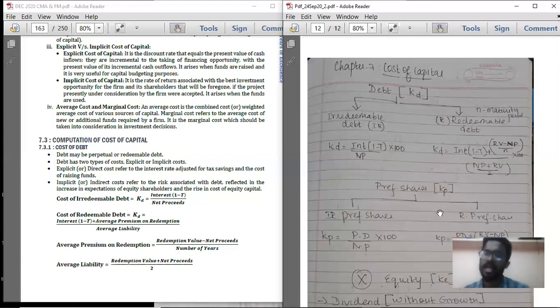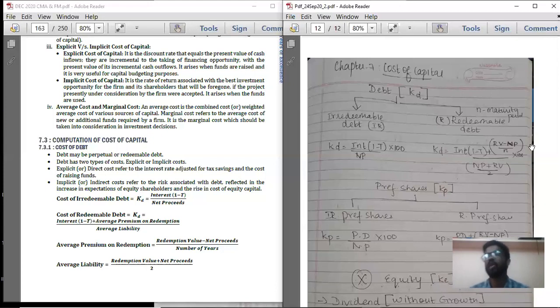Below that, record redeemable debt: KD is equal to interest into 1 minus tax rate, plus, open a big bracket, redeemable value RV minus NP divided by N. In respect of RV, put an arrow mark and record redeemable value. In respect of NP, record net profits. In respect of N, record number of years. So within the bracket RV minus NP divided by N, close the bracket, whole divided by, within bracket, NP plus RV divided by 2, into 100.